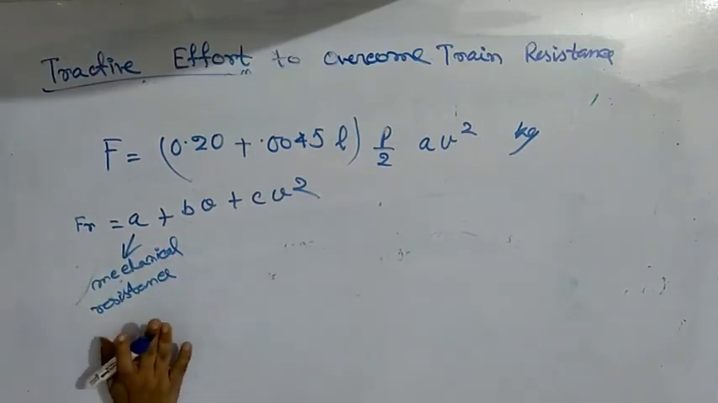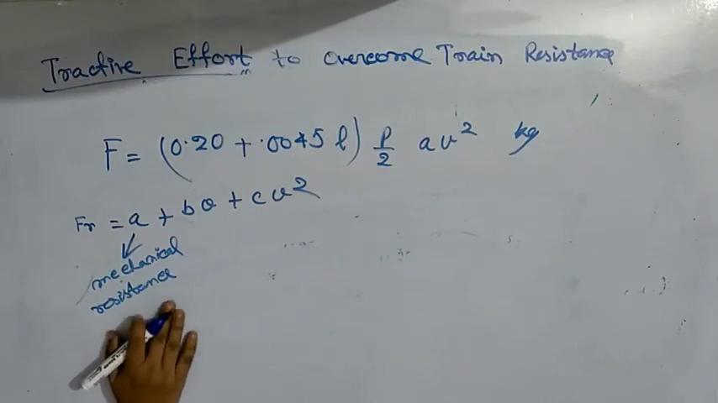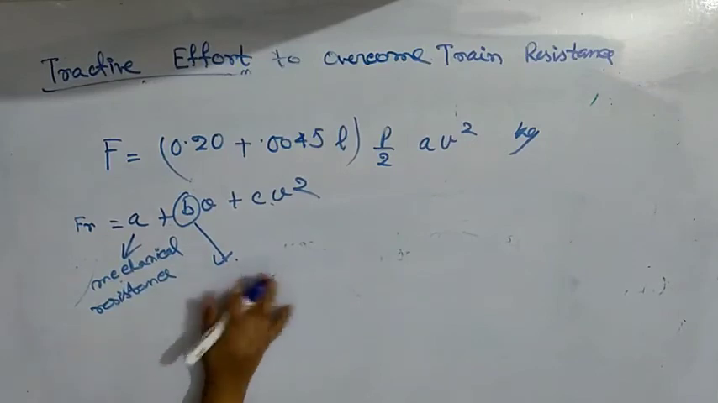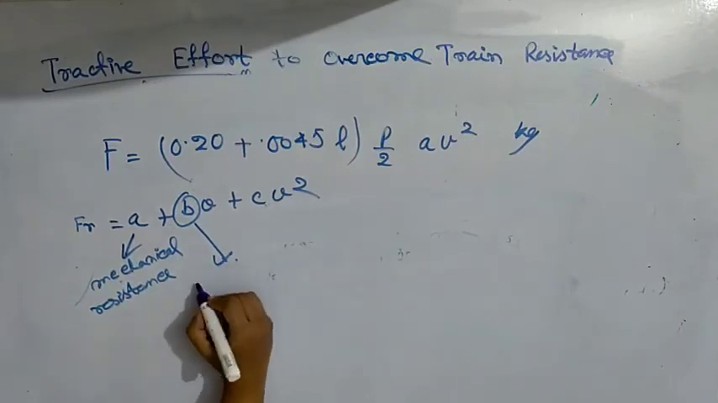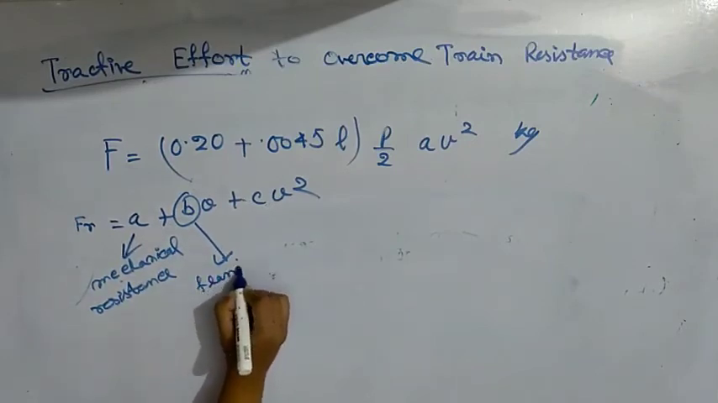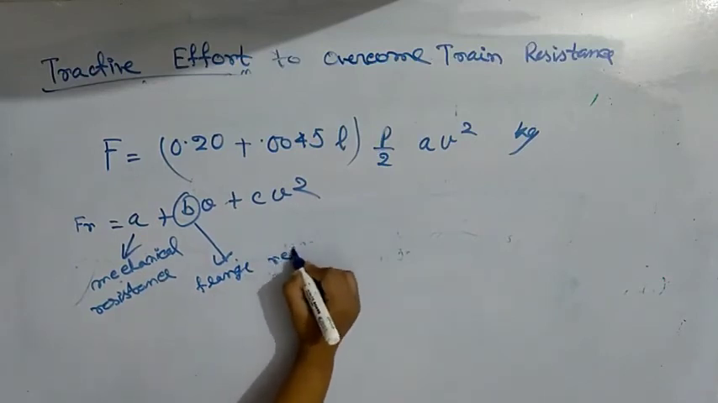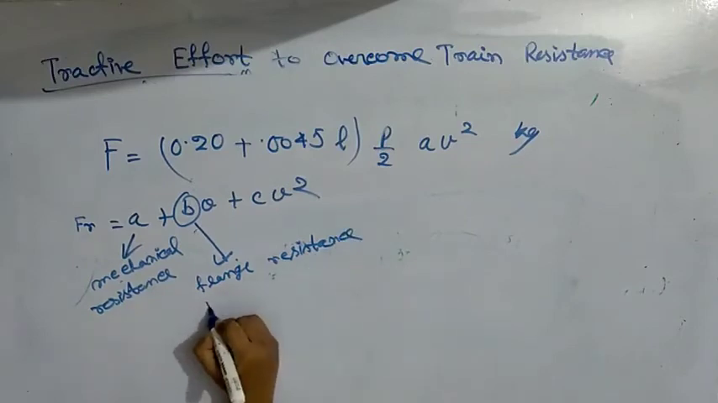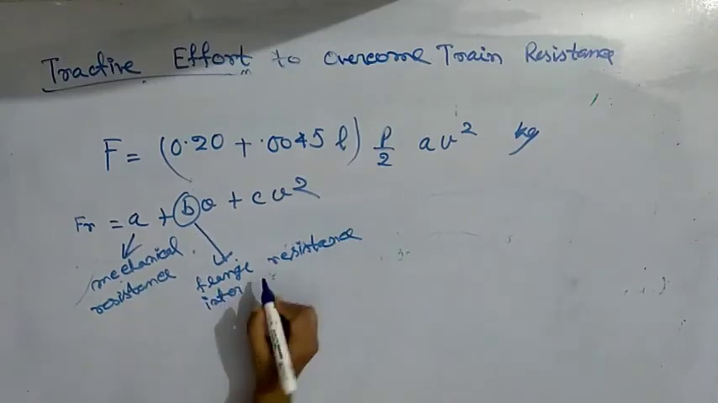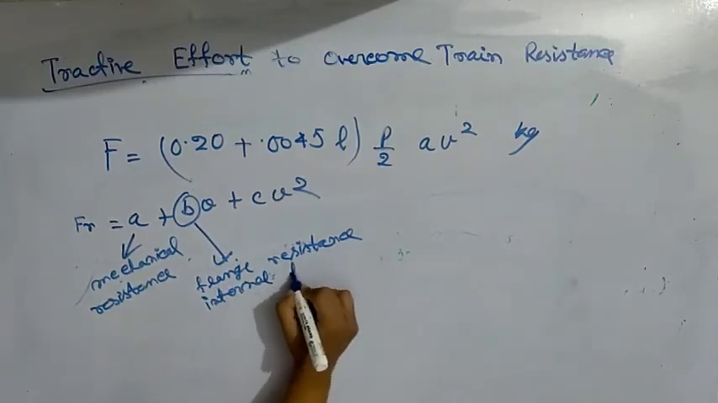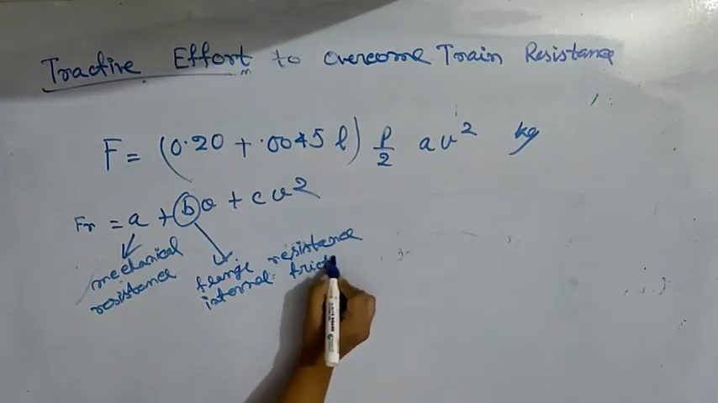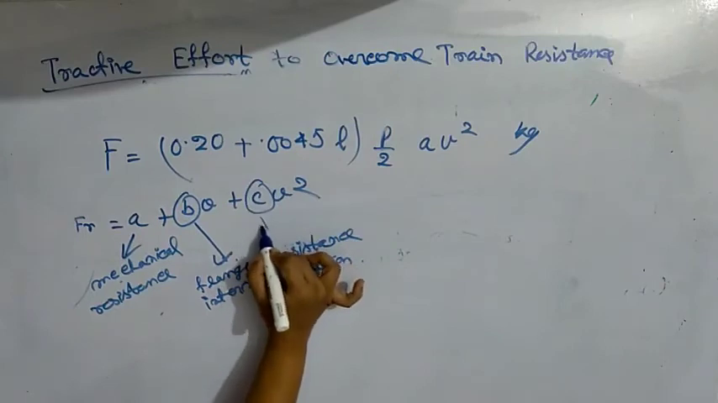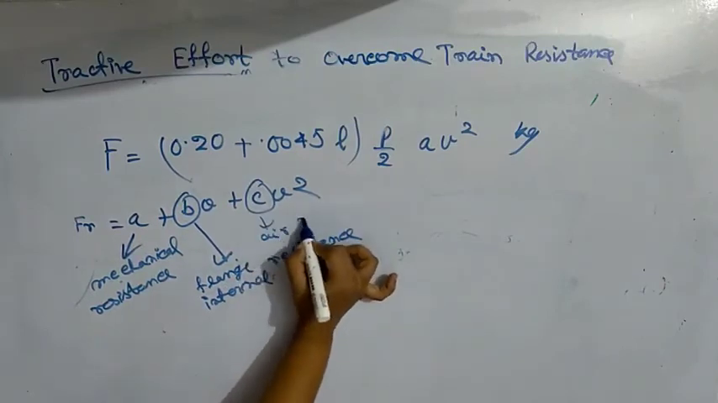Like journal friction, track resistance, etc. B covers several factors like flange resistance and internal friction. And C covers the air resistance.